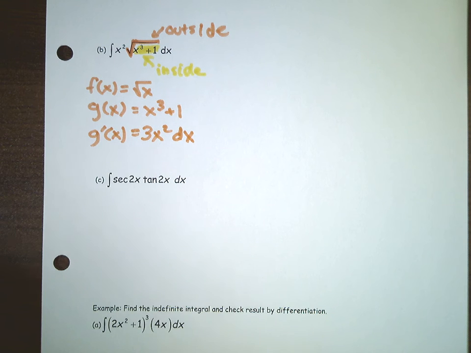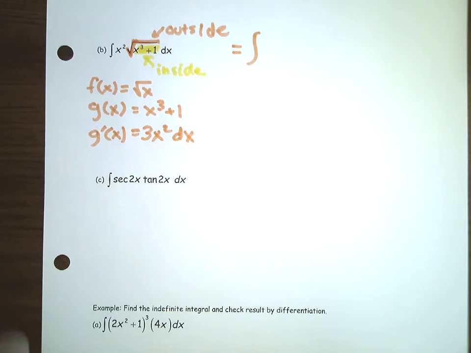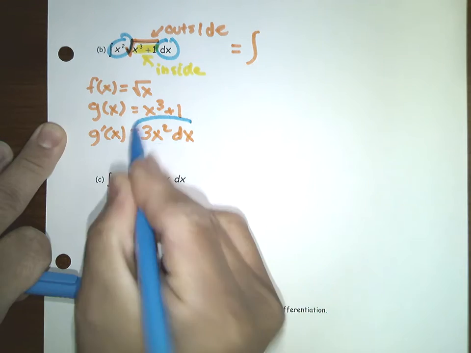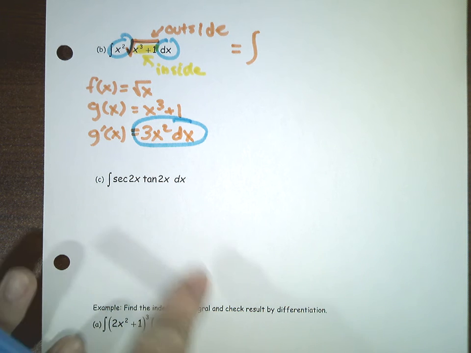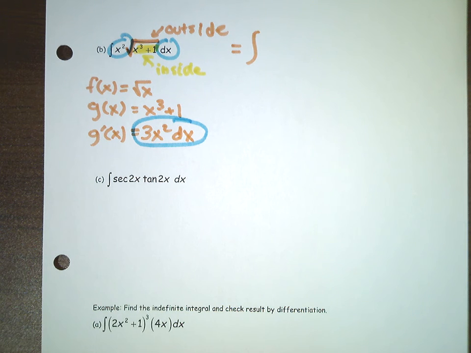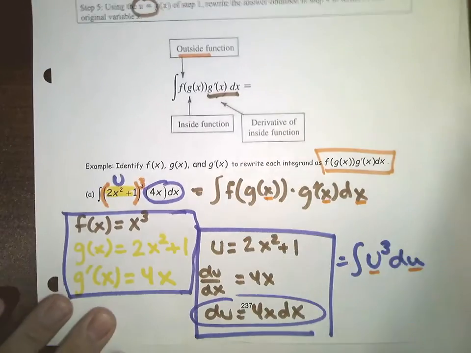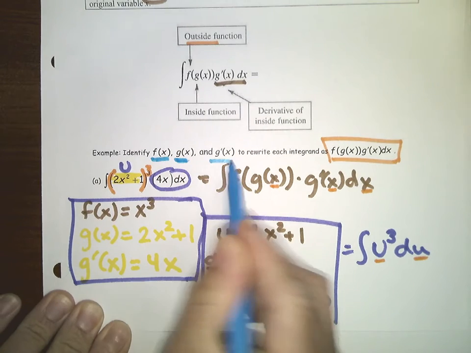All right, so what do you notice that is going on here? I can look at this and see that in my problem I have x squared dx, but here I have 3x squared dx, right? What was the answer for the first one? The answer was to identify the f of x, g of x, and g prime of x.